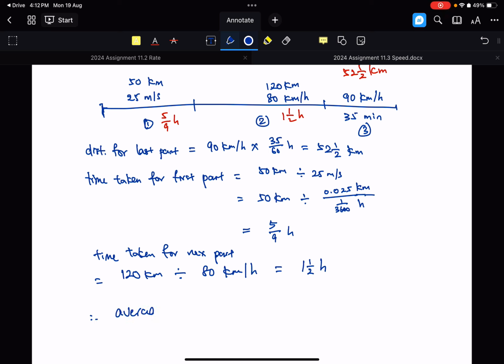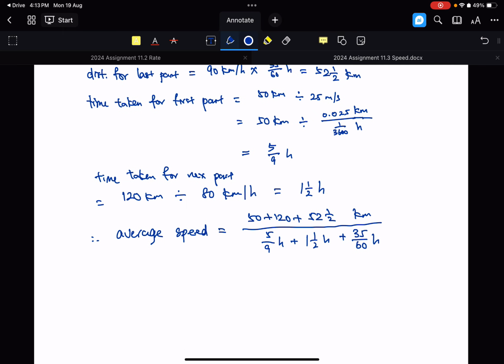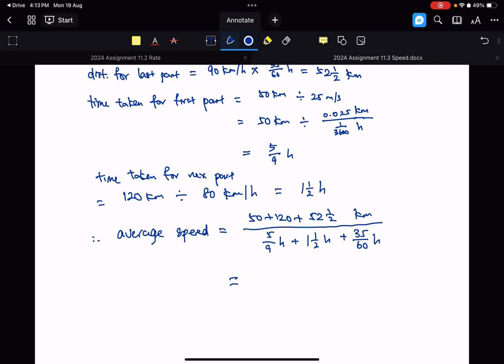Therefore, average speed is equals to total distance 50 plus 120 plus 52.5 kilometer divided by total time, which is 5/9 hours plus 1.5 hours plus 35/60 hours. Press our calculator carefully. We should get 84.3 kilometer per hour, 3 SF.